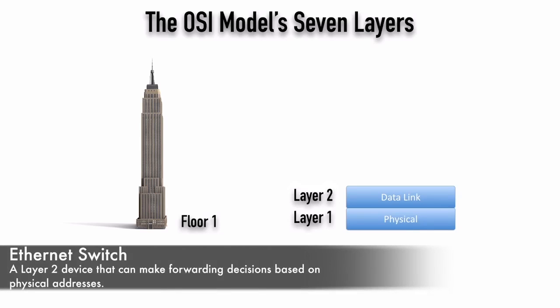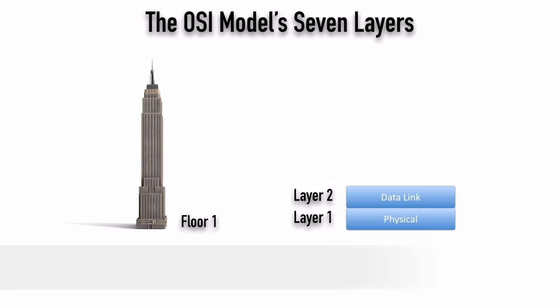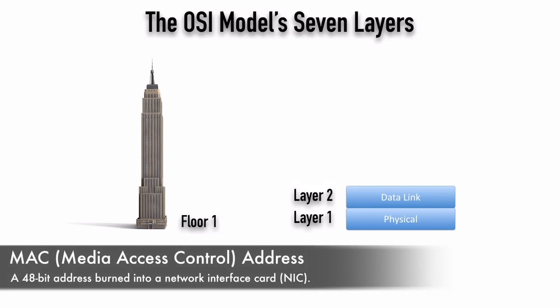An Ethernet switch in its basic form is a layer 2 device because it can make forwarding decisions based on an address that's burned in to the network interface card in a PC, as an example. That burned-in address is called a MAC address, MAC standing for Media Access Control. It's a 48-bit address, and this layer 2 device can make forwarding decisions based on that 48-bit address.